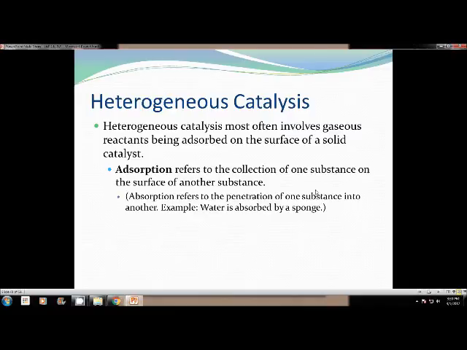Adsorption refers to the collection of one substance on the surface of another substance. Absorption, because there is a difference there, refers to the penetration of one substance into another. For example, water is absorbed into a sponge or by a sponge. Adsorption with the D refers to the collection on the surface, not being penetrated within.